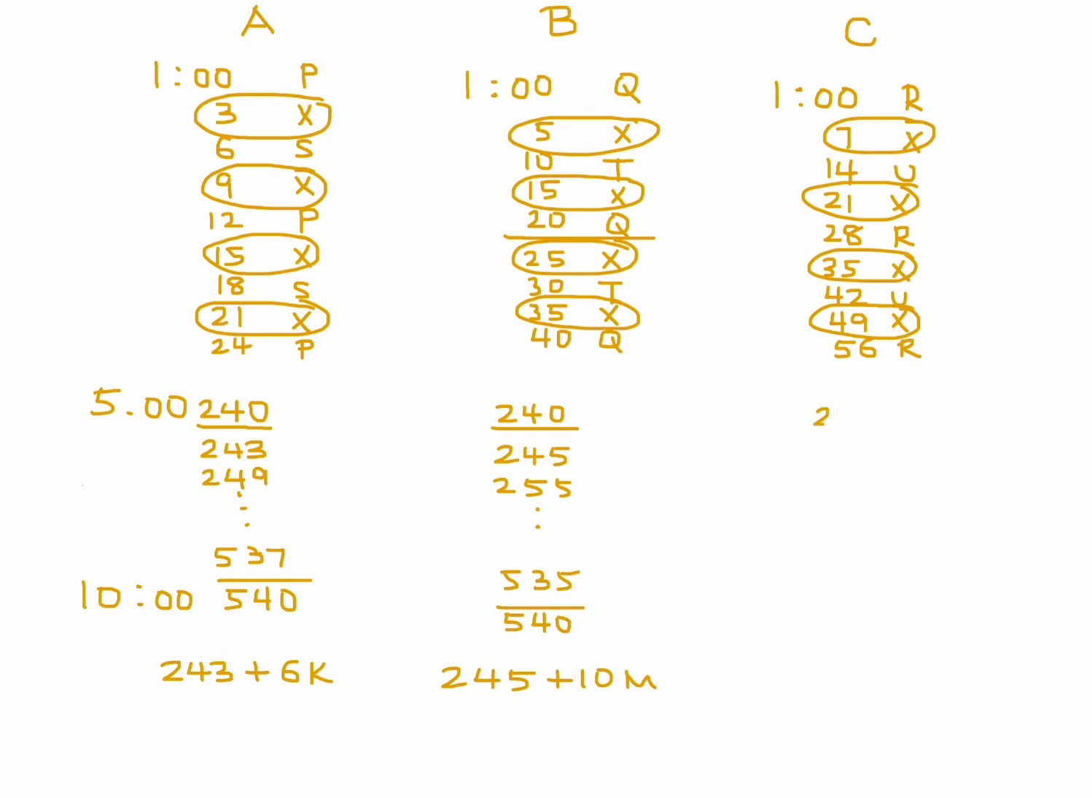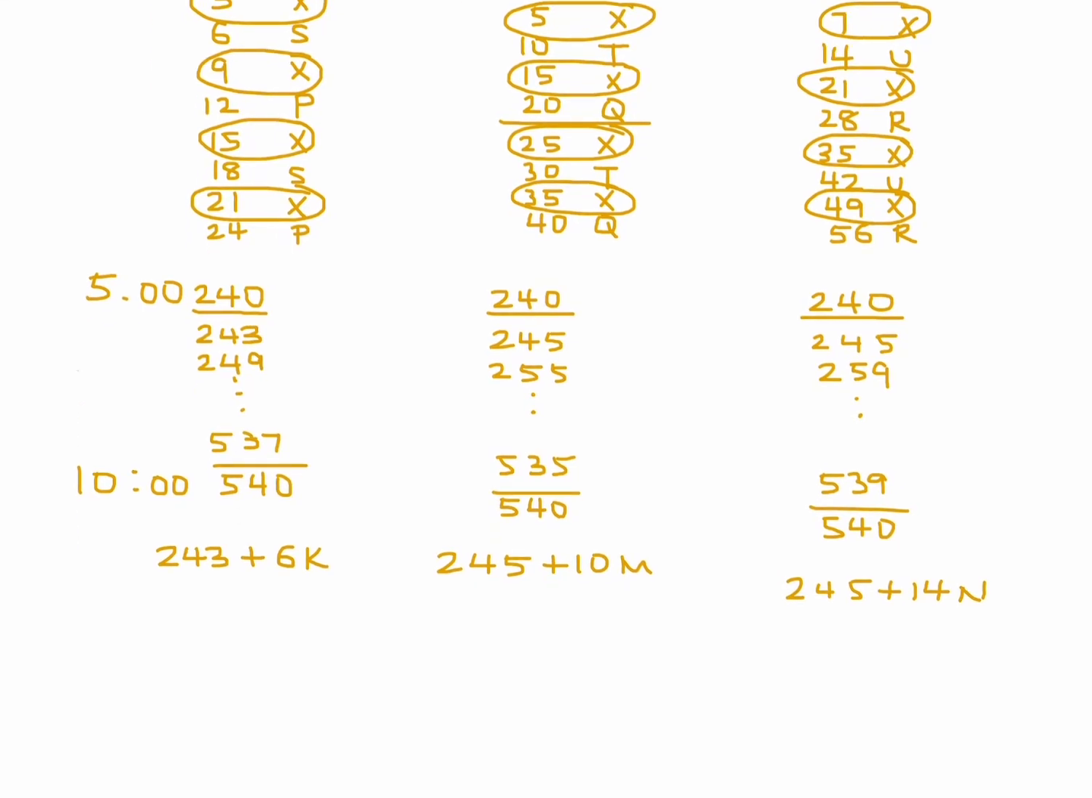Okay, by now I think you're an expert. This is 240. This is 540. You are starting at 7. You're adding 14 each time. And then when you keep doing that, eventually you get to 245 as the first time, and then 259 because you're adding 14 every time, and then dot, dot, dot. And then eventually you get to 539. So right before our 10 p.m. cutoff. And this one is 245 plus 14N.